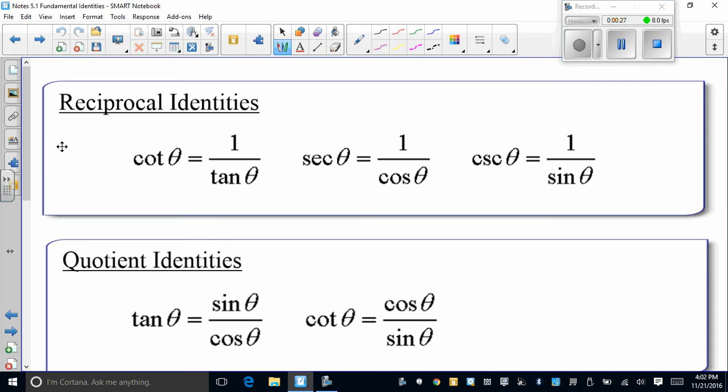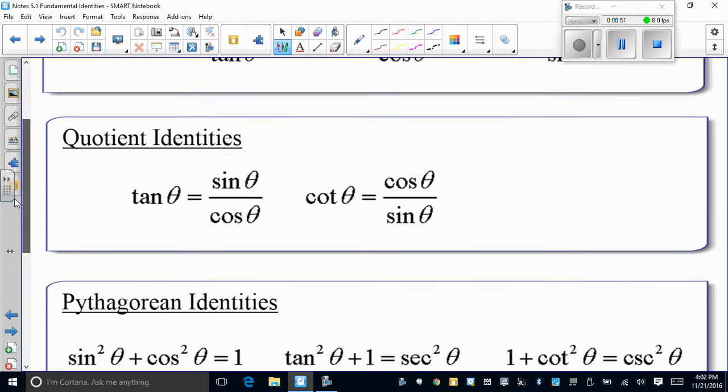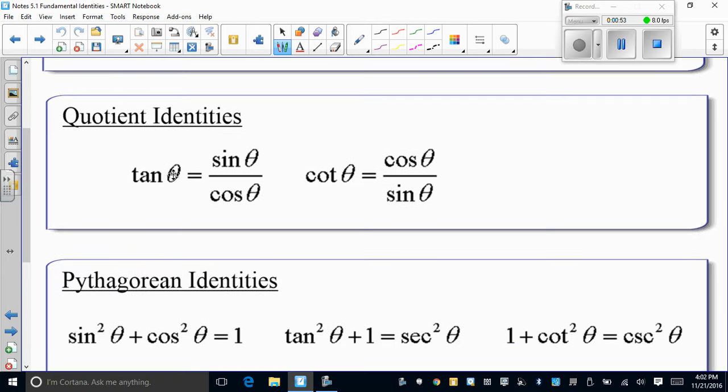So, reminder, these are all on that cream colored sheet of paper you have. Reciprocal identities: cotangent and tangent are reciprocals of each other, secant and cosine are reciprocals of each other, and sine and cosecant are reciprocals of each other. And we can go back to, if the cosine value is 1/2, then the secant value is 2, just the reciprocal. Our two quotient identities: the tangent is sine over cosine, cotangent is cosine over sine.